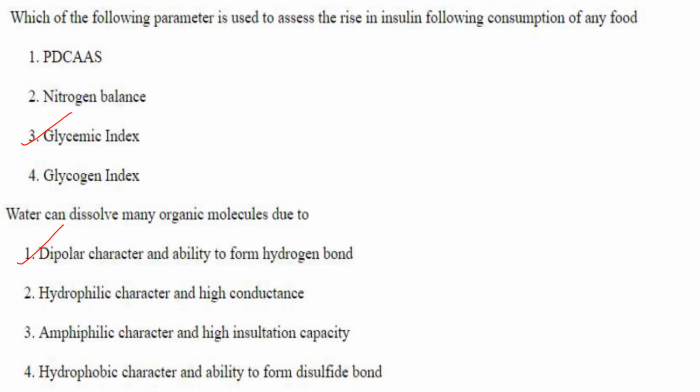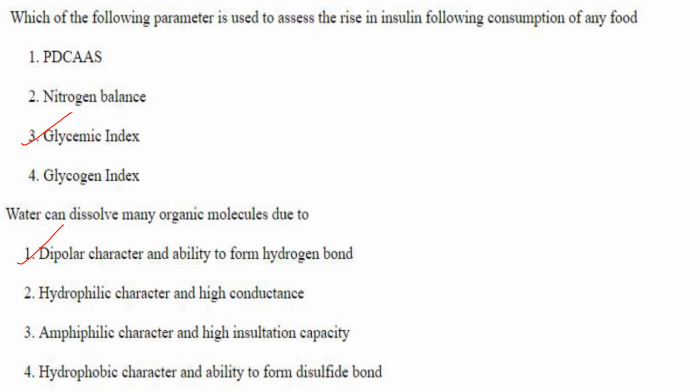Then next one. Which of the following parameter is used to assess the rise in insulin following consumption of any food? So it is glycemic index, option 3. And glycemic index is the measure of how quickly a food raises blood glucose levels, which then triggers an insulin response. That is called the glycemic index.